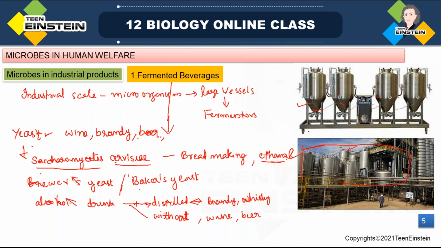Then there are the products which are produced by distillation of the fermented broth. That fermented broth is getting distilled, then the product is getting formed. Examples are whiskey, brandy, rum. Here you can see pictures of the fermentation plant, and these are the fermenters.